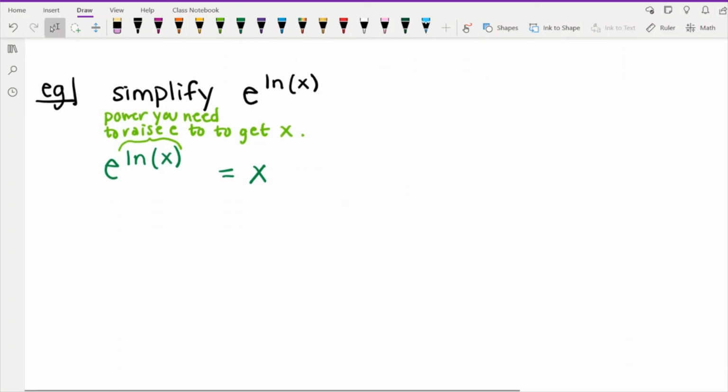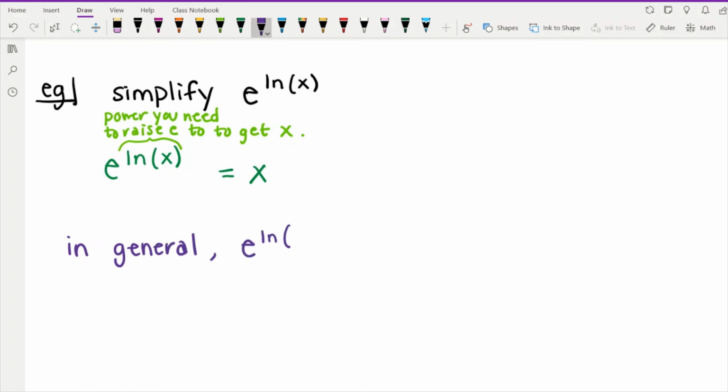So a good general rule to know that's similar to the one above is that anytime you're taking e and raising it to ln of anything, that could be any kind of weird, funky expression, it could be a number, it could be whatever, that is always going to simplify to whatever that expression is.